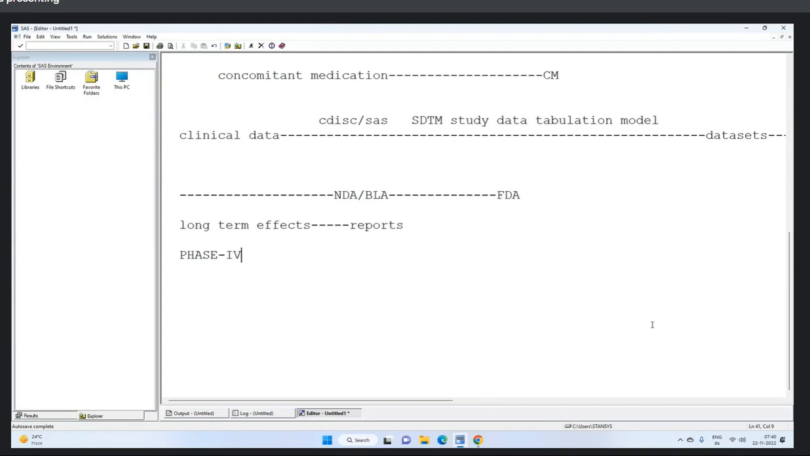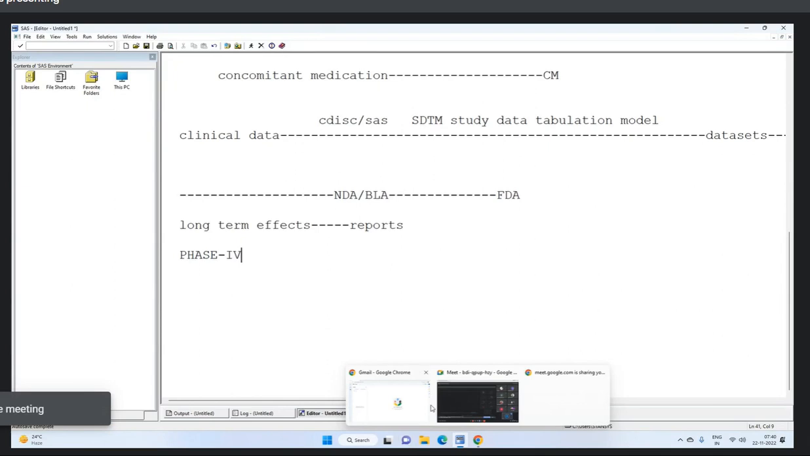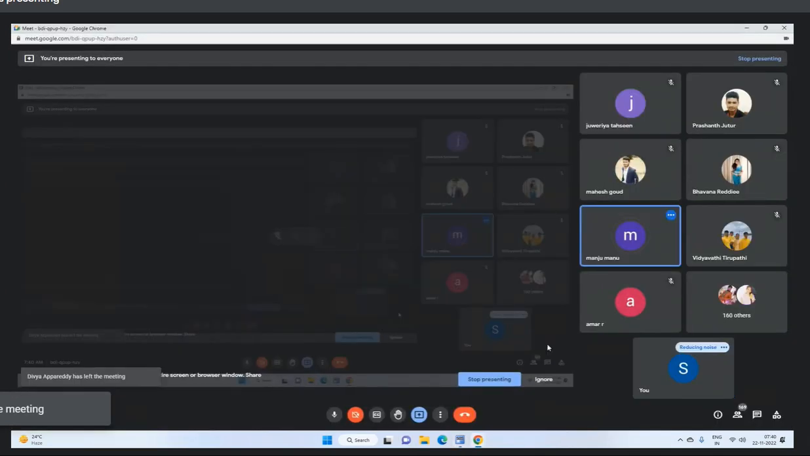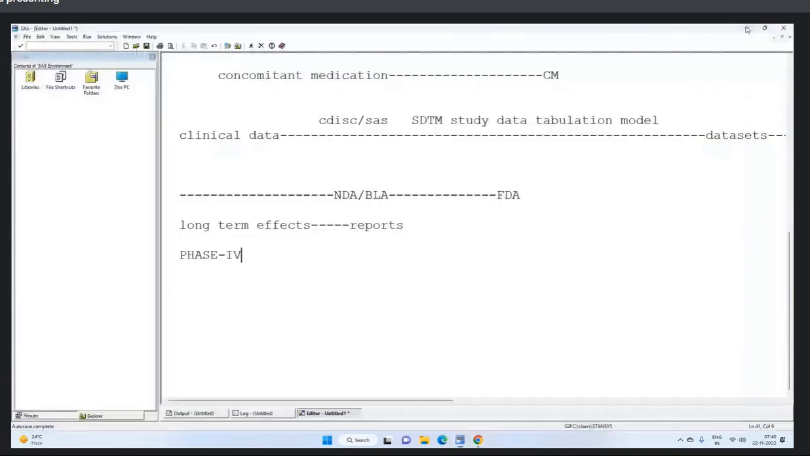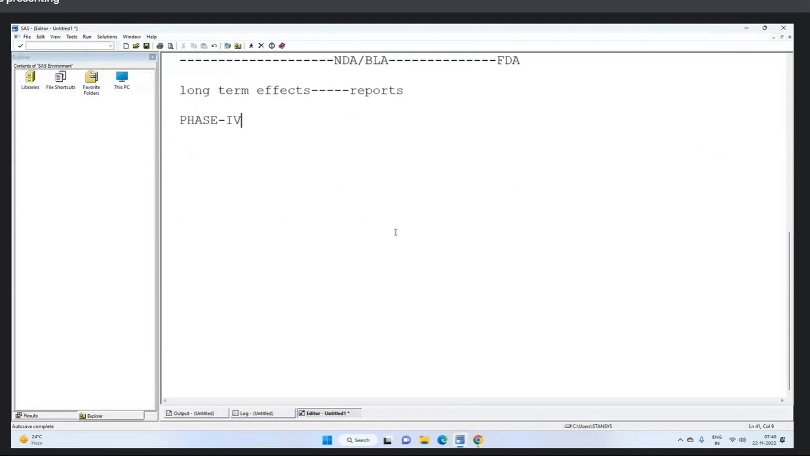Pardon? Didn't get you? Got it, sir. Okay. Full form of BLA: Biologics License Application.